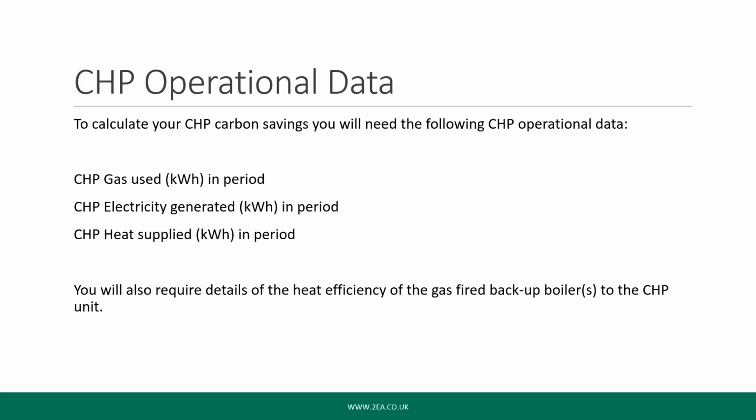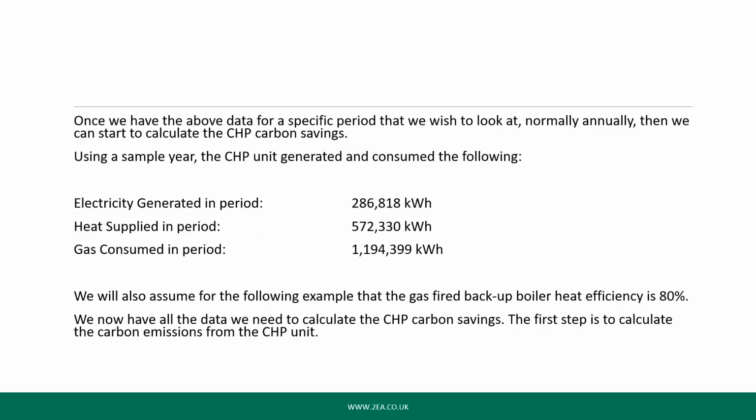So what CHP operational data do we need? Well, you'll need the CHP gas used, the CHP electricity generated, and the CHP heat supplied. You will also require details of the heat efficiency of the gas-fired backup boiler. Once we have the above data for a specific period that we wish to look at, and this is normally annually, then we can start to calculate CHP carbon savings.